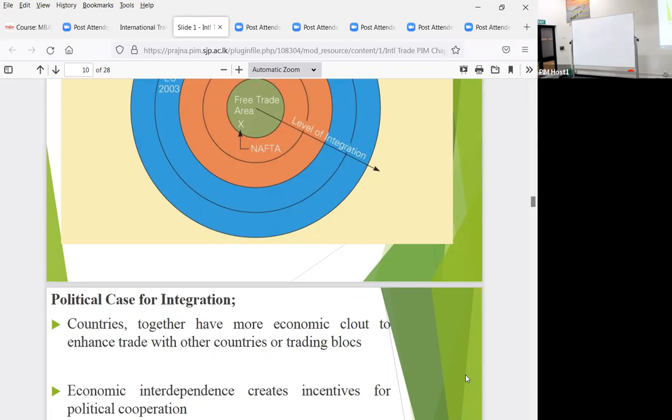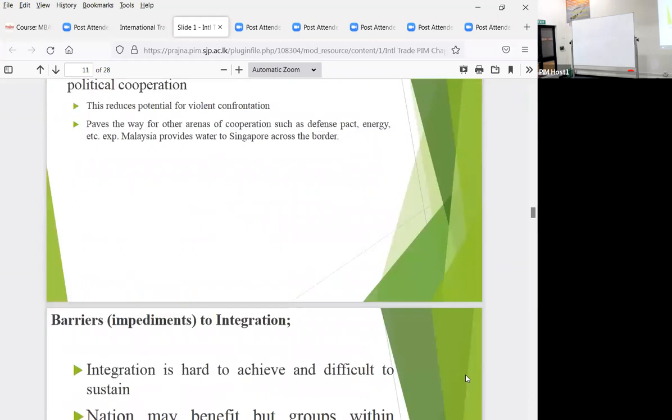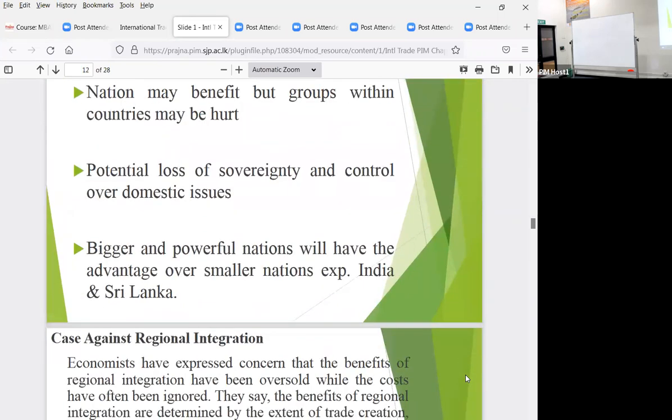So economic integration gives you FDI, economic growth, unrestricted free movement, and so on, right? The next one is what are the barriers to integration? It's very hard to achieve, because you have to talk to everybody. With the EU, it took many years. Then a nation may benefit, but sometimes the group may not benefit.